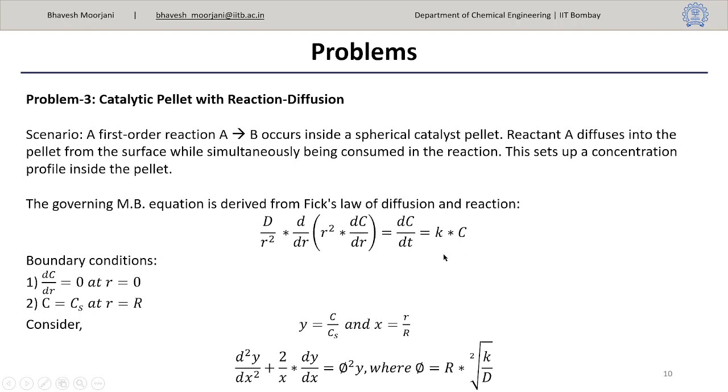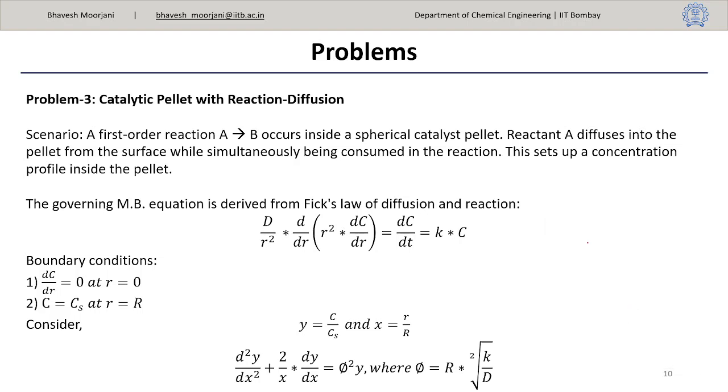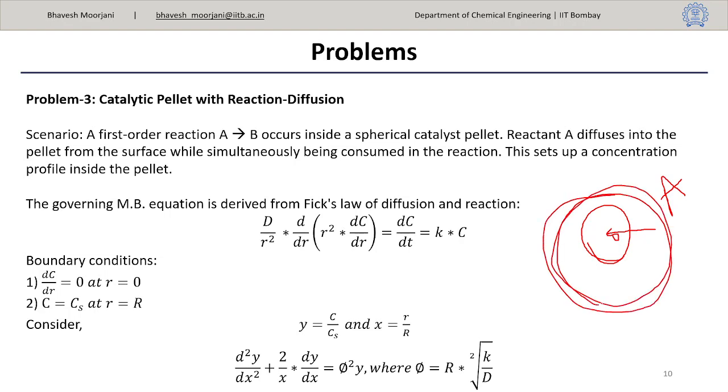Now here, what are your boundary conditions? So if you consider this pellet scenario, let's say this is your spherical pellet. Your component A is here, and it's diffusing in this direction inside a core. So in this surrounding part here, you will have a maximum concentration of A.